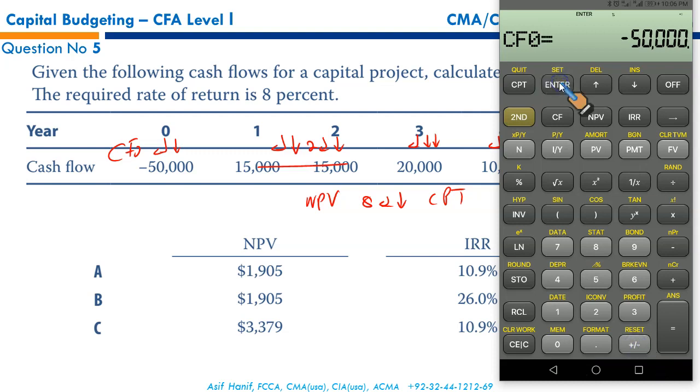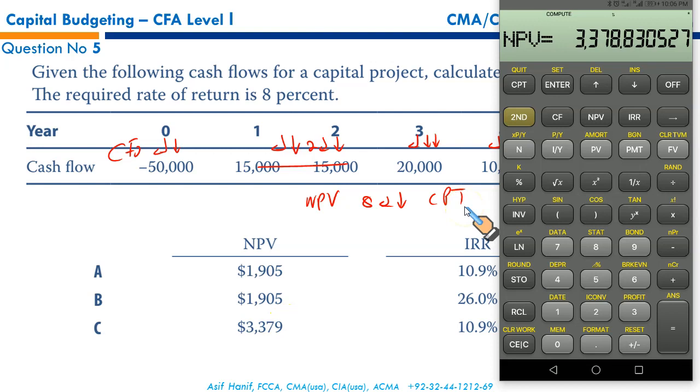50,000 negative, enter, down arrow key, then you have 15,000, enter twice, 20,000, then 10,000, and then 5,000. NPV, discount rate is 8. $3,378.83, that's your NPV, so that perfectly matches with option C.